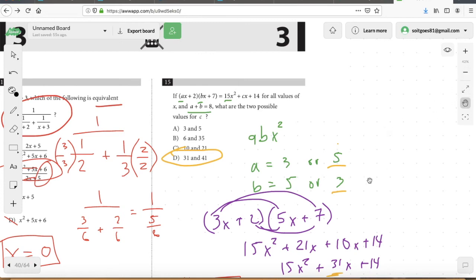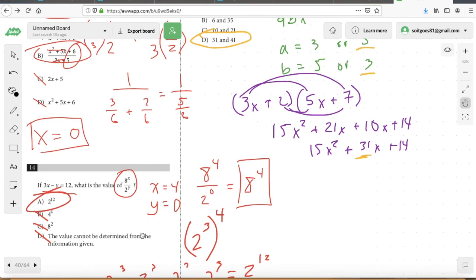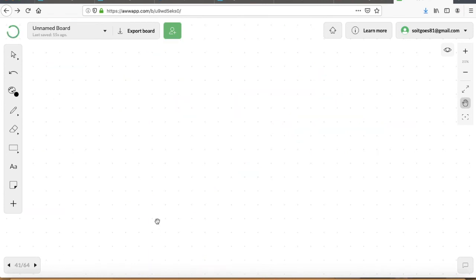That's question 15. Let's move to question 16. Hopefully that will load for me.